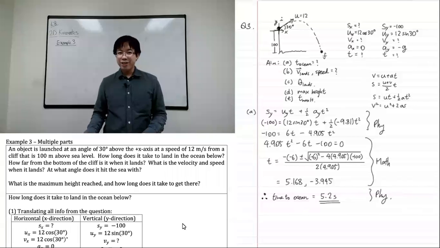Okay, so I also realized between the takes that I missed part of the question. It says how long does it take to land, and also how far away from the bottom it is, right? So how far away from the bottom it's asking for is Sx. So how far from the bottom of the cliff is it when it lands? When it lands over here, how far is it from the bottom of the cliff?